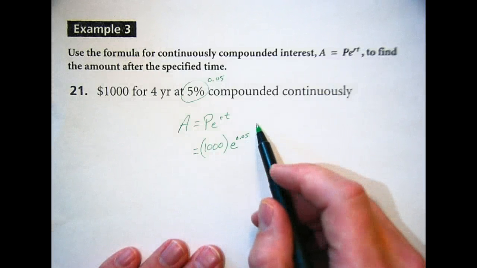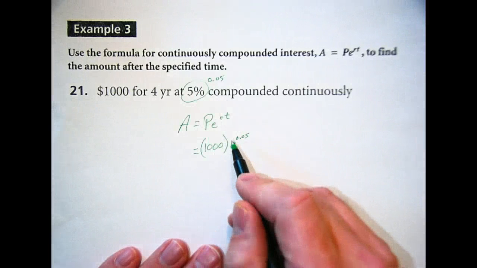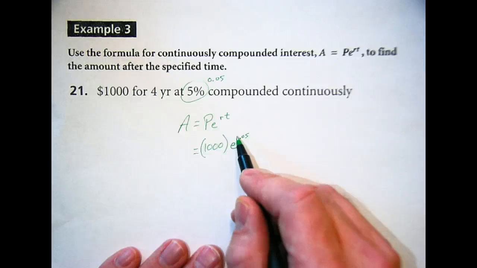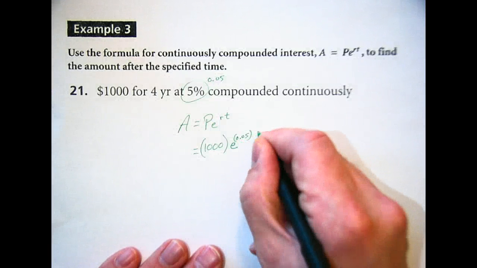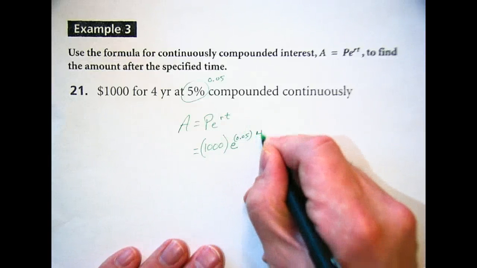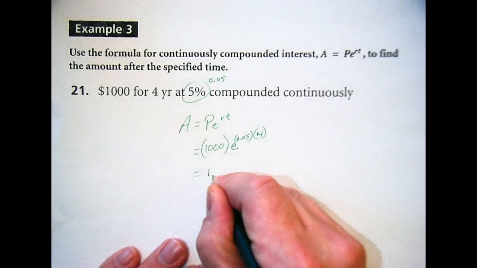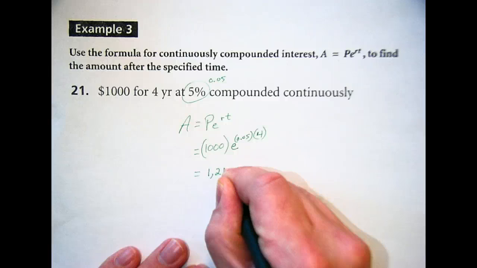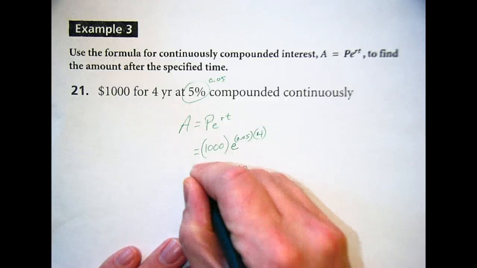It is 0.05. It is your rate. It's not your rate plus 1, it's just your rate. If you made that mistake, that is the common error. That rate up there. And then, what's T? 4. So when we multiply it out, we get $1,221.40. 21 and 40? Yep. All right. Very good.